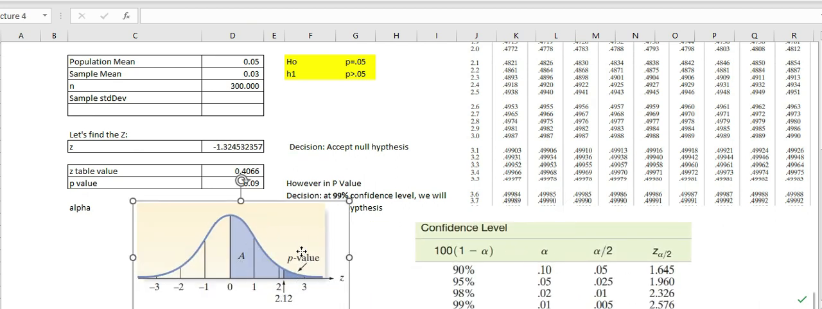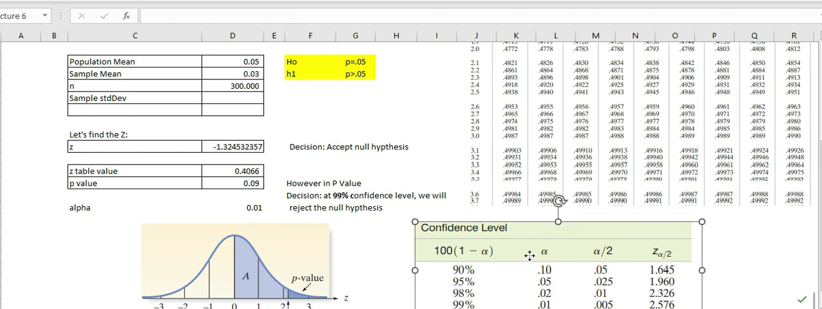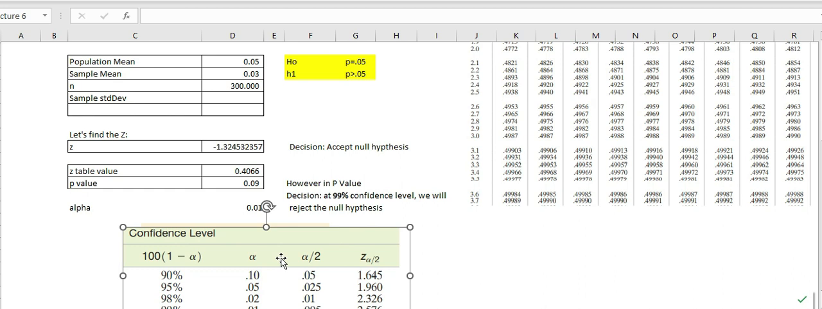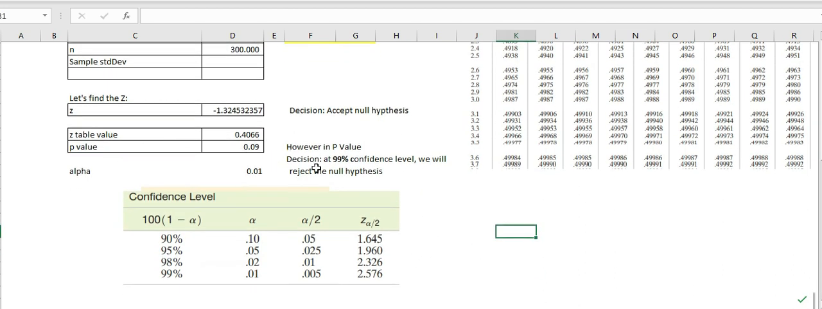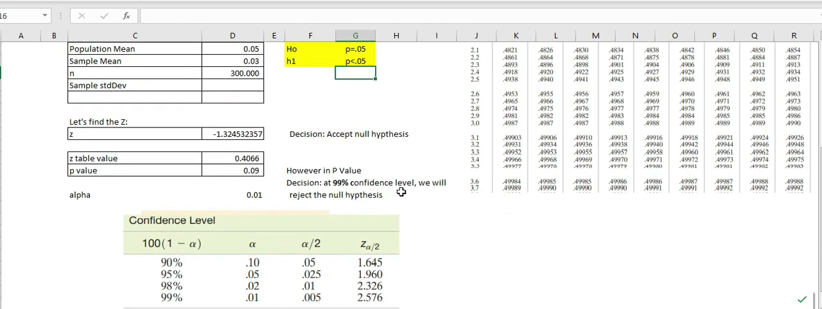So this is just an example. 1.32 is here, and it's not in the rejection region. It's not more than 2.5, right? So we will accept the null hypothesis just using the z-value. However, using the p-value, we found out that it is 0.09 and it's more than 0.01. So we will reject the null hypothesis and conclude that, but this is wrong, the proportion is lesser than 0.05.